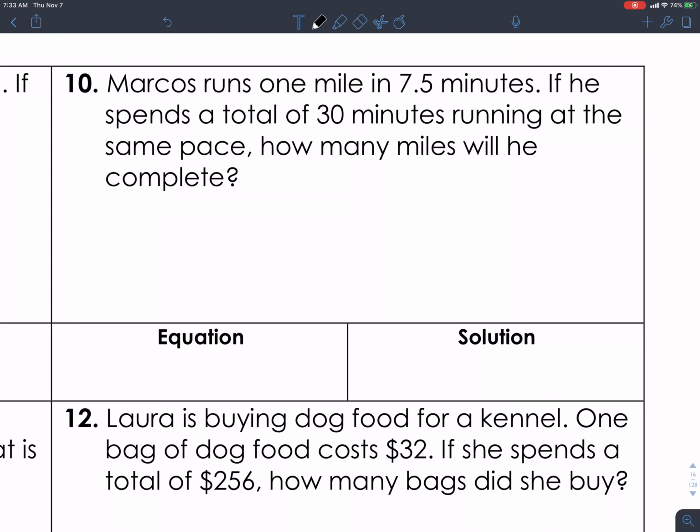Marcus runs 1 mile in 7.5 minutes. Okay, so imagine he's running. Let's just say it's a straight line. It's 1 mile. It takes him 7.5 minutes. If he spends a total of 30 minutes running at the same pace, how many miles will he complete? Well, that's not terribly difficult because we know, first of all, what are we looking for? We're looking for miles he will complete.